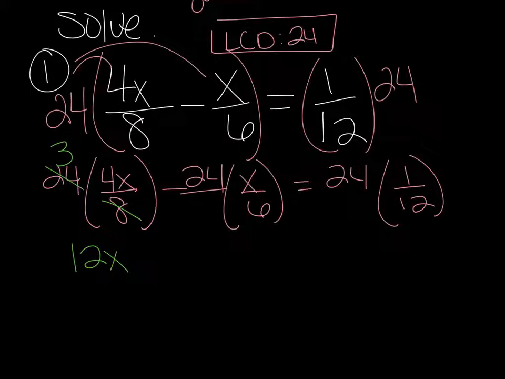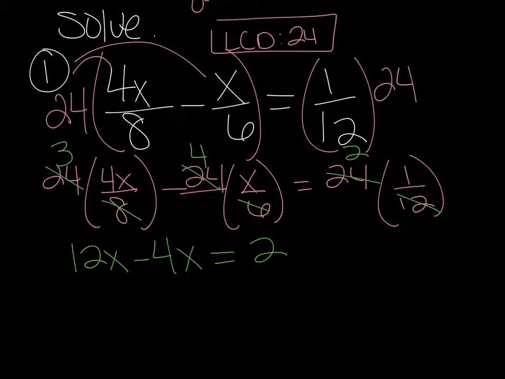And for my second term, I can divide out a 6, and that 24 turns into a 4. And 4 times x gives me a minus 4x. And then on the right-hand side, I can divide out that 12, and the 24 turns into a 2. And 2 times 1 gives me 2. Notice how all my fractions are gone? And see how easy this equation is to solve now?